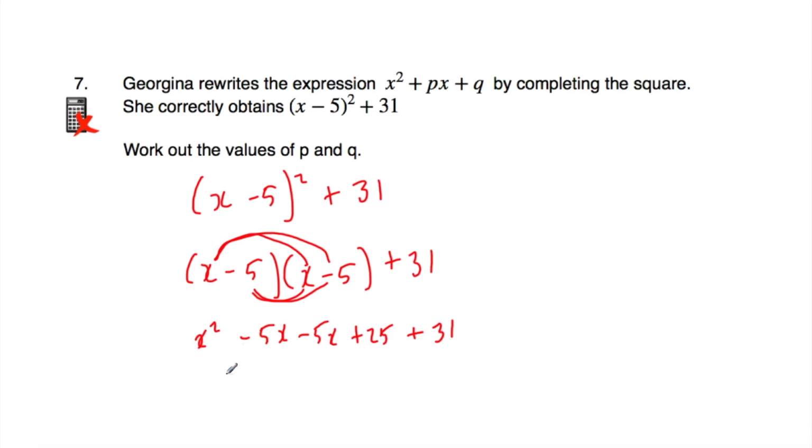Now we just need to simplify this, so that's going to be x squared. Minus 5x minus another 5x, that'll be minus 10x. And then we've got 25 plus 31, that's going to be 56, so plus 56. So we've expanded this and we've got x² - 10x + 56.